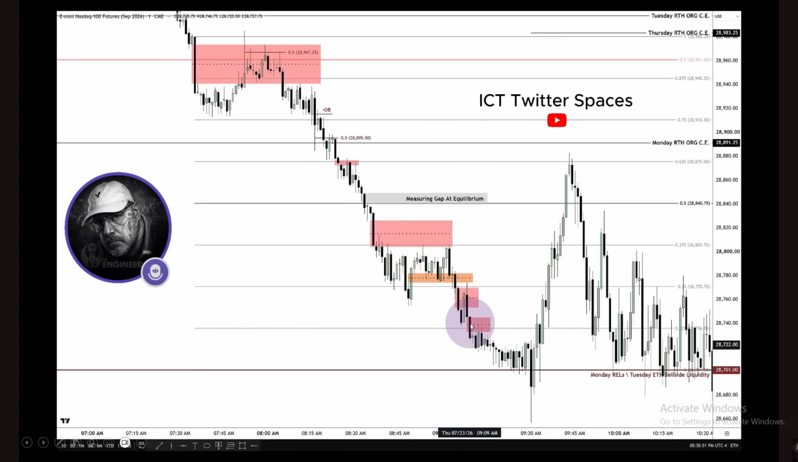ICT, how often would you say the overnight high and the overnight low gets taken out during New York session? 80% of the time. Normally if we take out the overnight high and then we pull back, I like to target the overnight low, looking for that PD array, a little instant silver bullet in there. It always gets me excited.